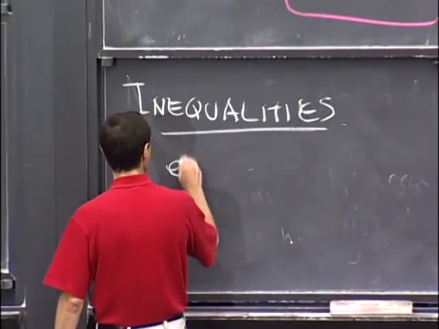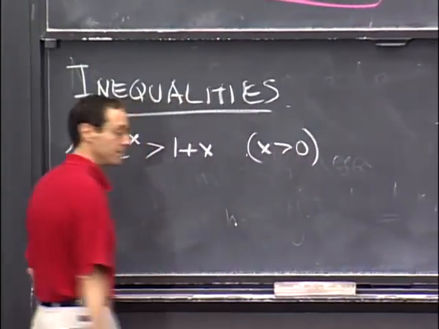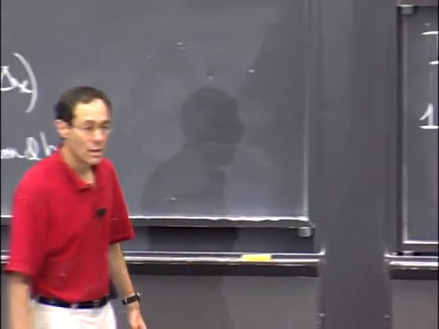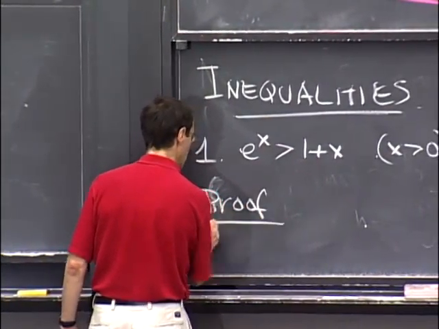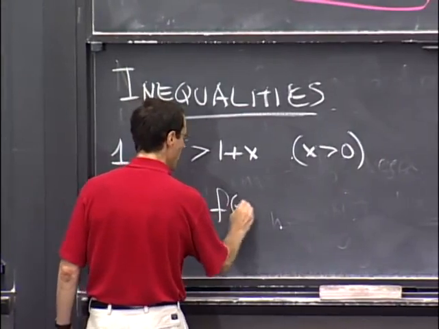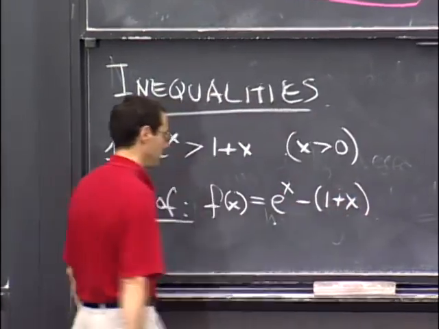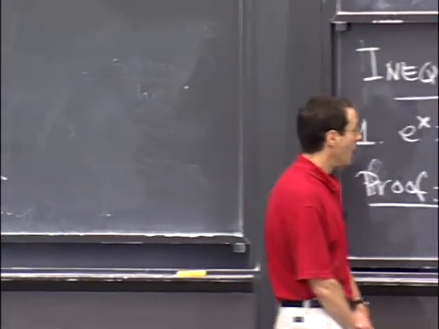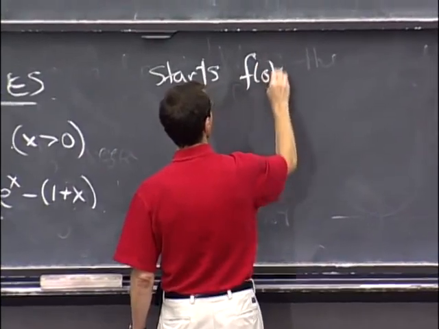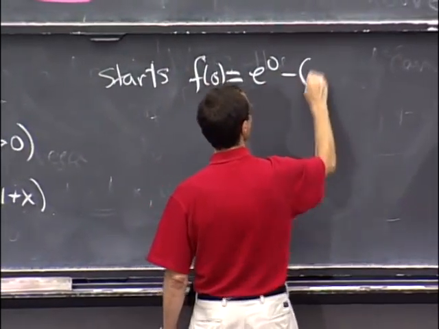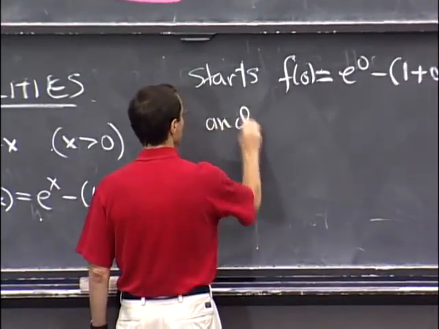Here's an example. e to the x is greater than 1 plus x for x greater than 0. The proof is the following. I consider the function f of x, which is the difference, e to the x minus (1 plus x). I observe that it starts at f of 0 equal to, well, that's e to the 0 minus (1 plus 0), which is 0. And it keeps on going.